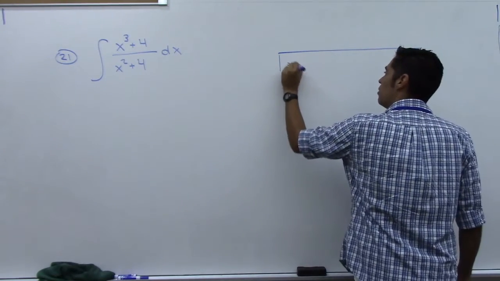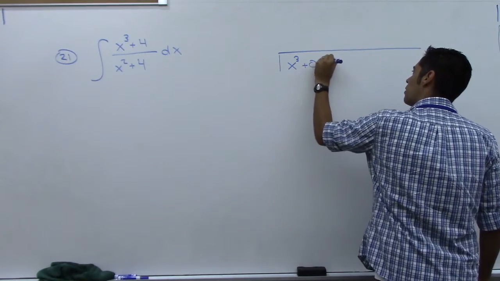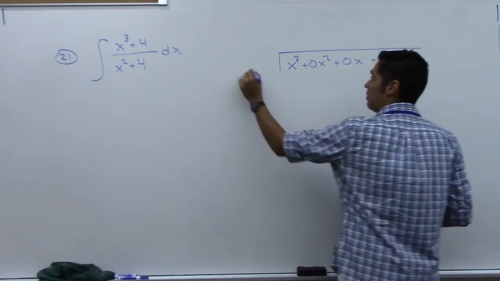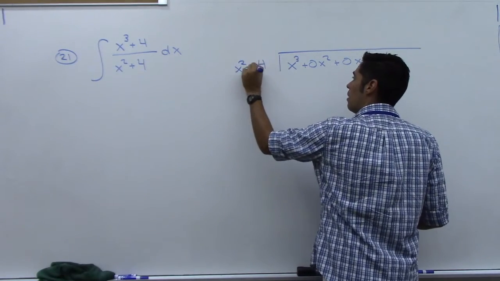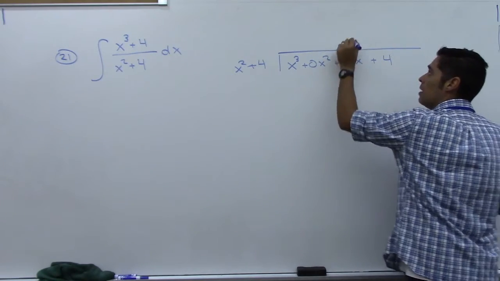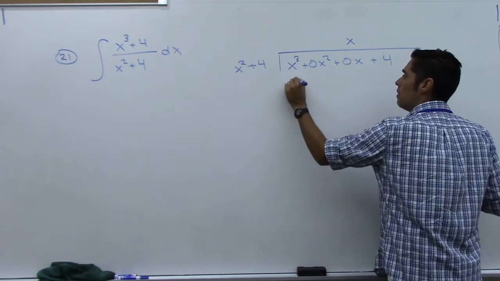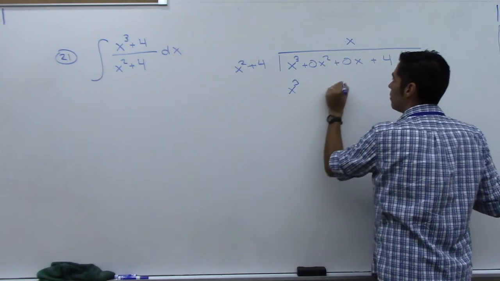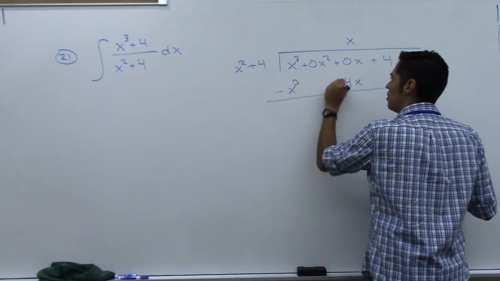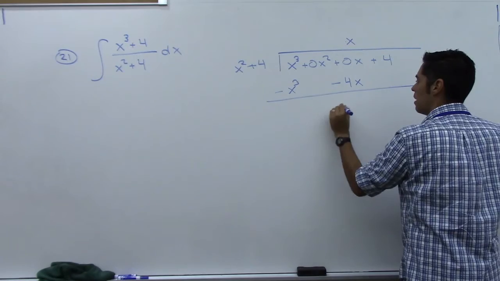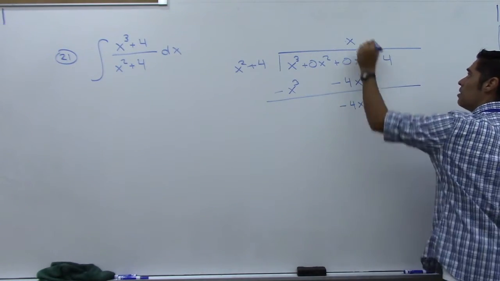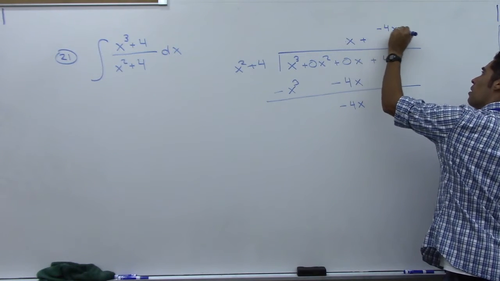Now, I'm going to put x cubed here plus 0x squared plus 0x plus 4. That way I give myself some room to write in the other pieces if I need them. x squared plus 4 here. So how do I turn x squared into x cubed? Multiply by x. x times x squared is x cubed. x times 4 is 4x. I'm going to put that right here, so I line it up in the x column. Come through, I change the signs. So here to here, I get negative 4x. I cannot turn x squared into negative 4x, so that's my remainder. So I put plus my remainder over my divisor.